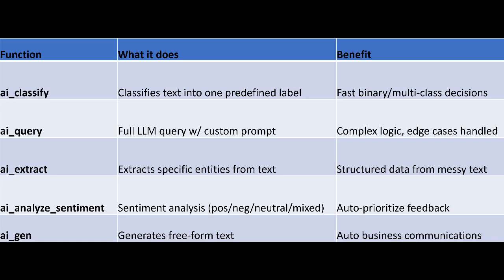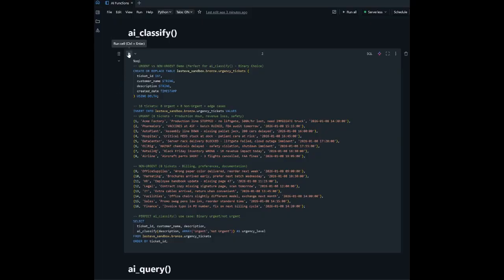AI Analyze Sentiment scores text as positive, negative, neutral, or mixed. This lets you automatically prioritize customer feedback or reviews by tone. AI Gen generates free-form text based on your data and prompts, like emails or summaries. It automates business communications at scale. All right, enough talking. Let's jump into the demos.